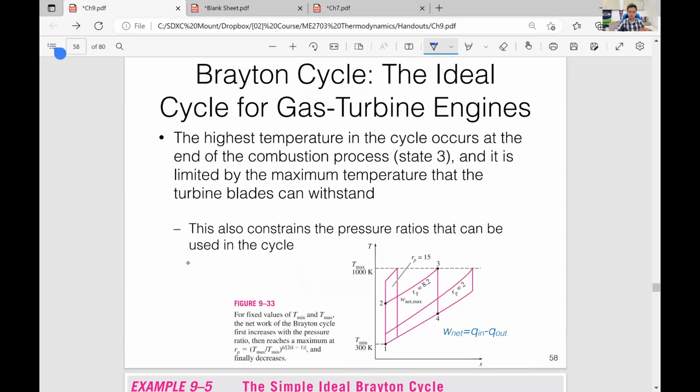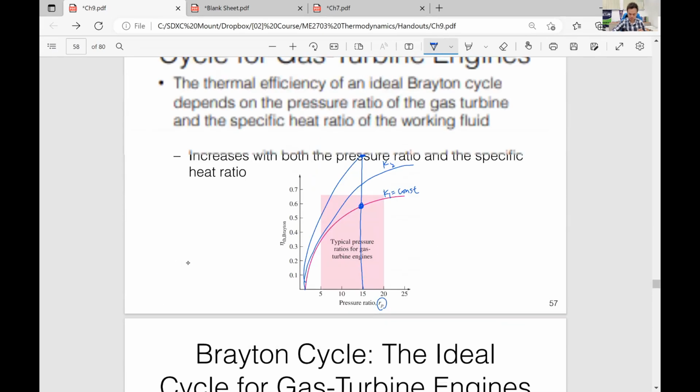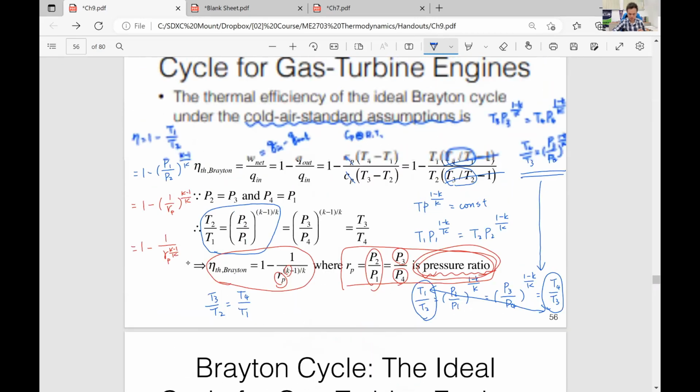However, the highest temperature of the cycle occurs at the end of the combustion process. And this is limited by the maximum temperature that the turbine blades can withstand. Okay, so this also constrains the pressure ratios that can be used in the cycle. Okay, so let's go back to the video.